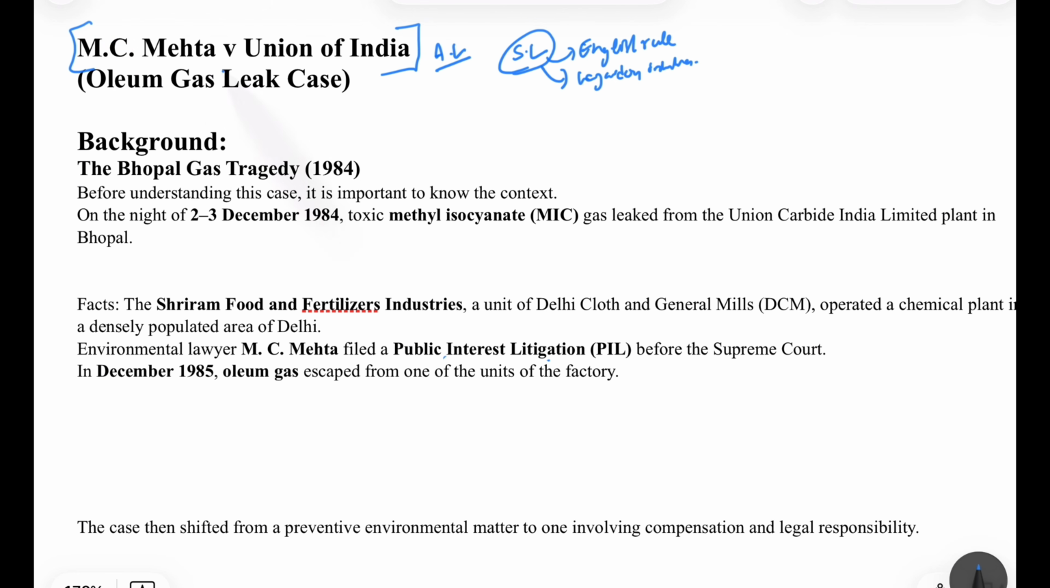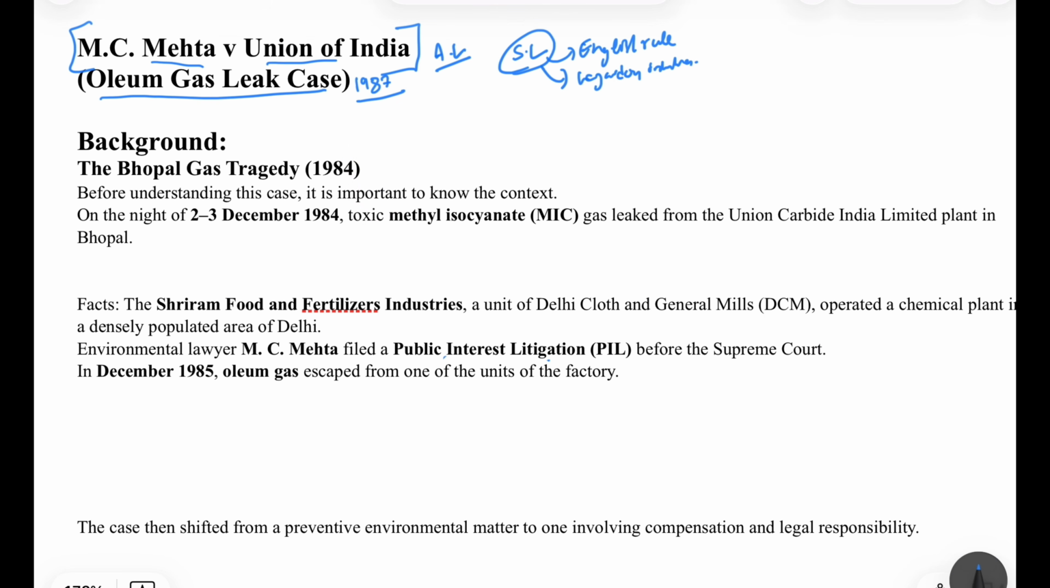So this case, MC Mehta versus Union of India, as law students or law learners, you will come across many cases in environmental law by the name MC Mehta versus Union of India. So how do we find out? Firstly, we need to check the citation, the year, and also the other name, that is the oleum gas leak case. It is popularly known as the oleum gas leak case.